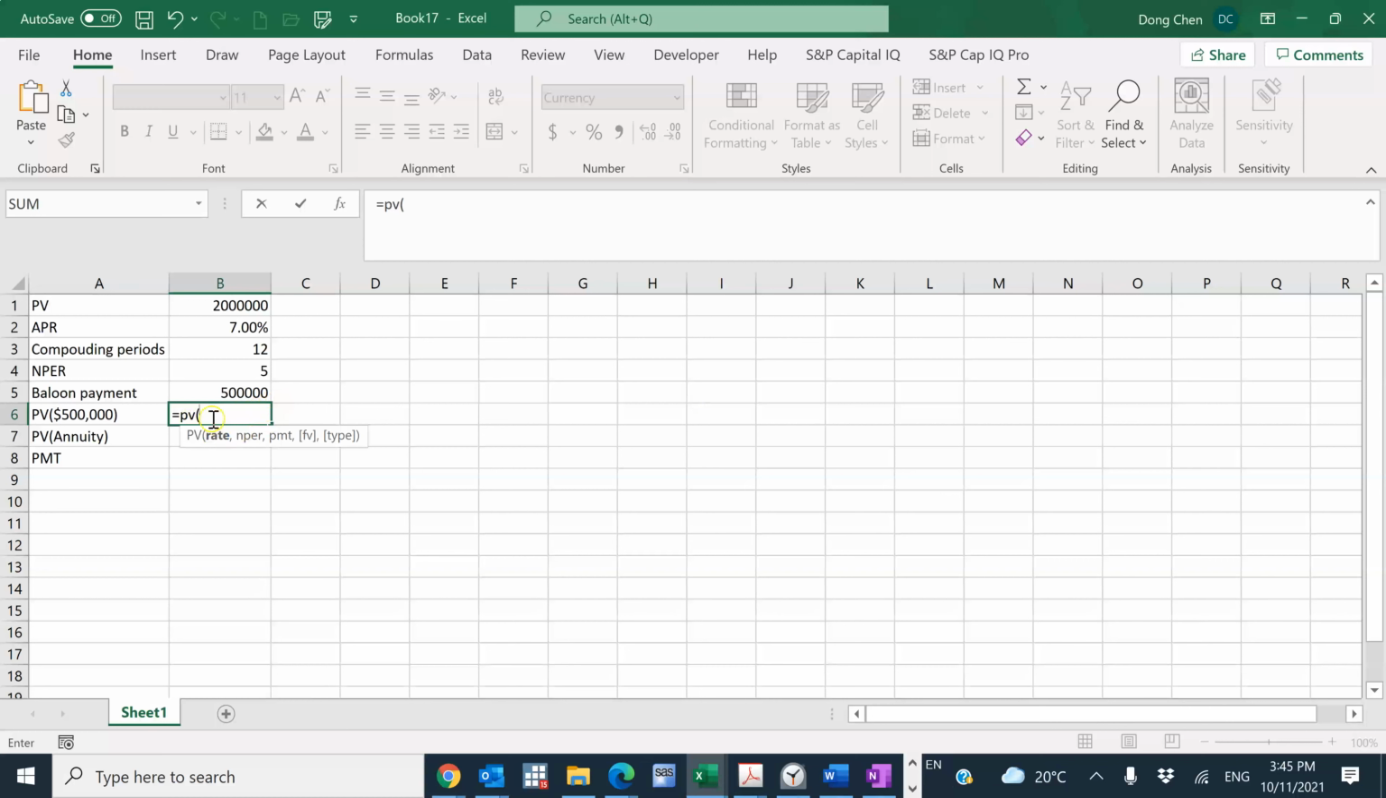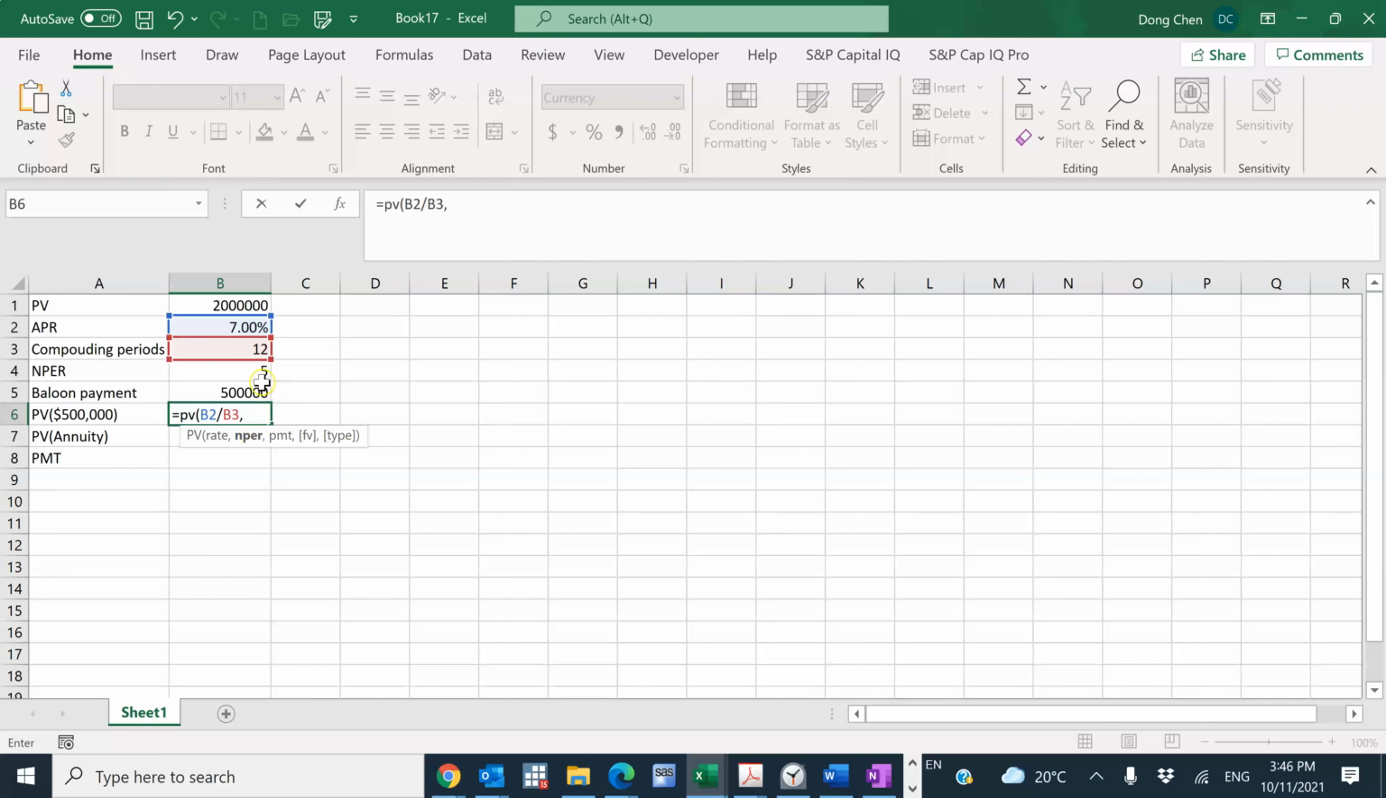First one is rate. Here they should be referring to the monthly interest rate. So we should use the APR and divide that by the number of compounding periods within a year. And then the second argument should be referring to the number of compounding periods. Since we are working with the monthly interest rate, we should also be working with the number of months.